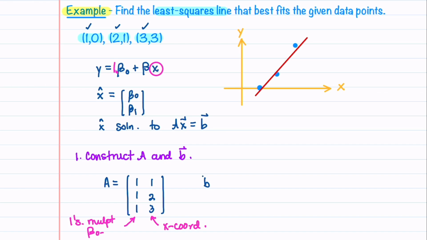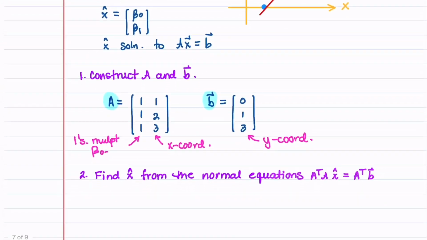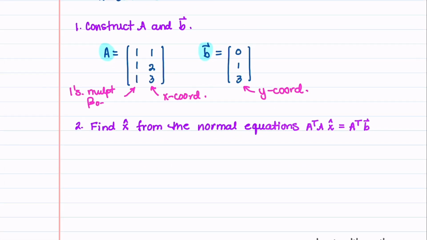Our vector b is going to be our y values, and those are equal to 0, 1, and 3. I'm going to label these as our y coordinates. Our matrix A is often called our design matrix, and our vector b is often called our observation vector. What we need to do now is find x hat from the normal equations, A transpose A times x hat is equal to A transpose times b.